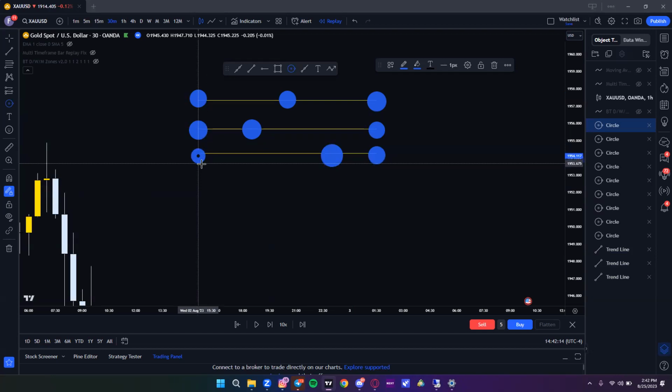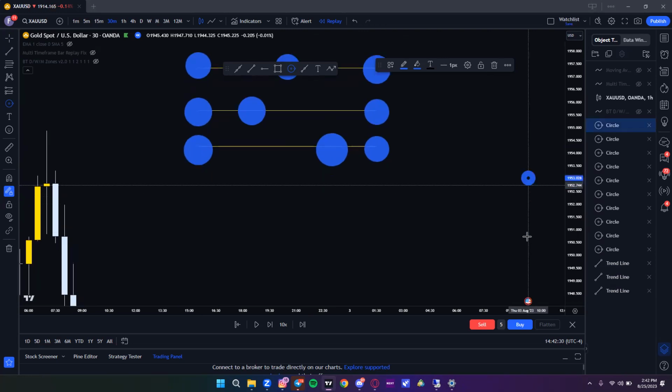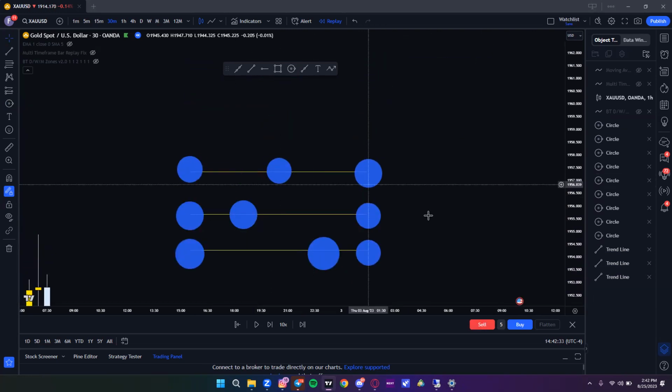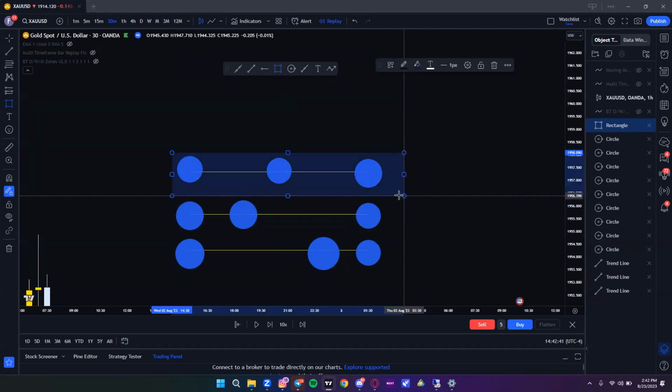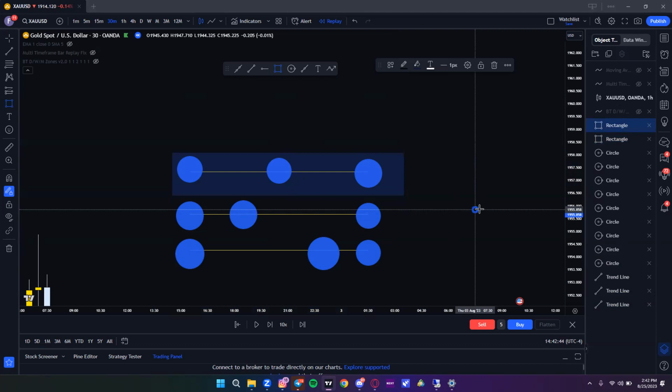Can anyone tell me which one of these trend lines is the highest probability trend line? The first one. Yes, the first one is the highest probability trend line. This trend line you want to use primarily H1 and below.